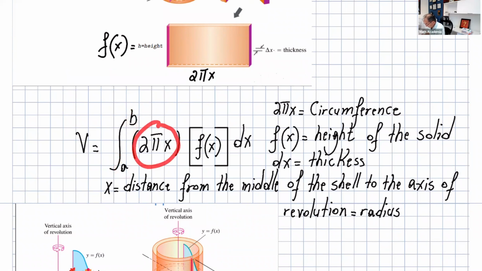2 pi x, and 2 pi x is the circumference, then times f of x. f of x is the height of the solid, and dx is the thickness. x, I put, this is the distance from the middle of the shell to the axis of revolution. So be patient. Once we do an example, this is going to make a lot of sense.